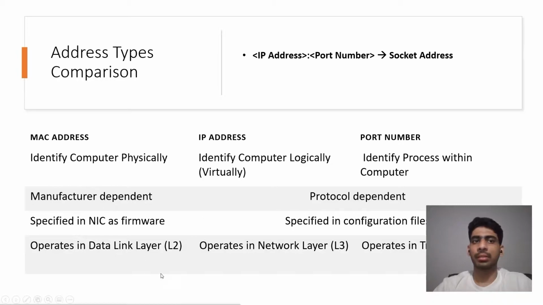MAC address operates in the data link layer, which is known as layer 2 in the OSI model, and IP address operates in the network layer, which is layer 3, and port number operates in the transport layer. So that's how these different types of addresses work in networking.